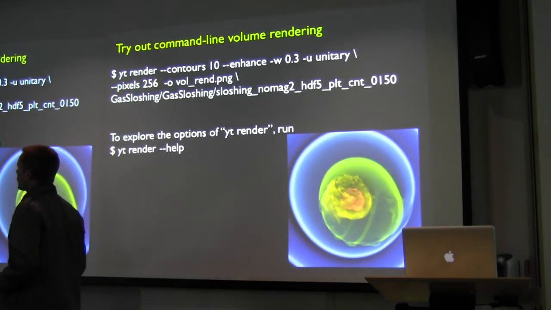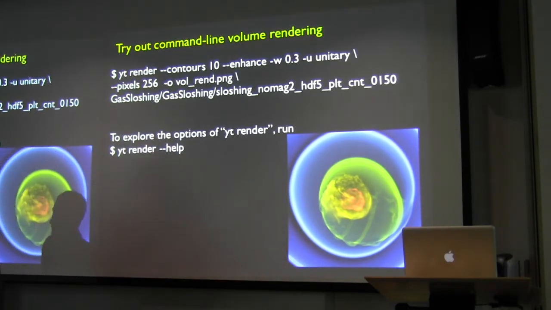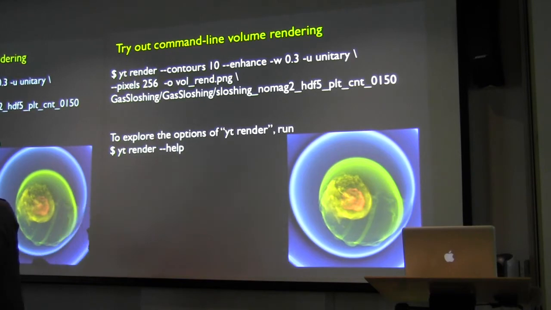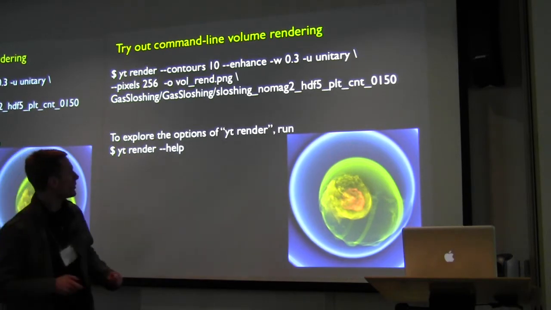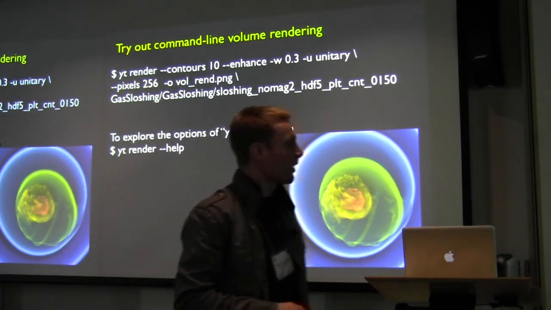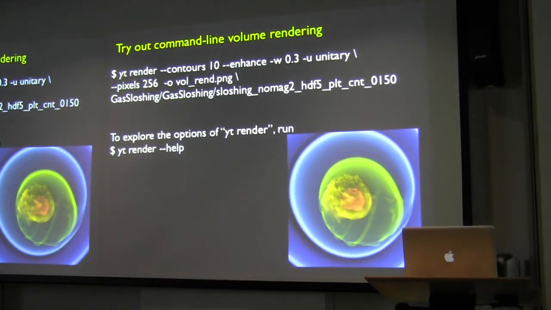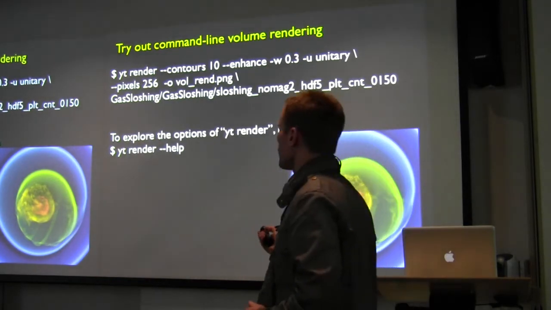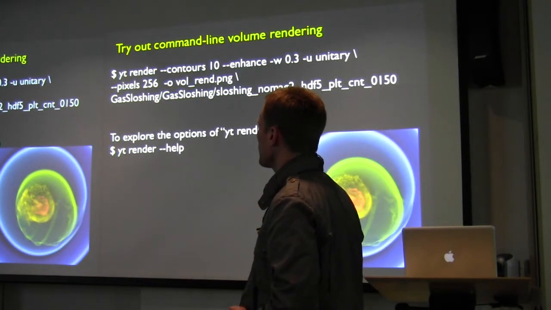Okay, so let's get you guys started. The first thing I want you to do is type into a command line, in the directory outside where you have gas sloshing present. So you'll be in the directory where there's a gas sloshing directory and then a subdirectory of gas sloshing, and then this sloshing nomag 2. Sorry, there are so many ridiculous parts of these file names. But what I want you to do is at the command line from that external directory, type this entire thing in.